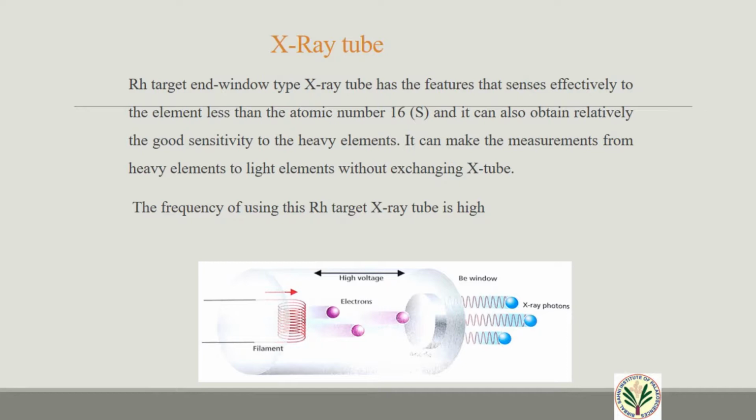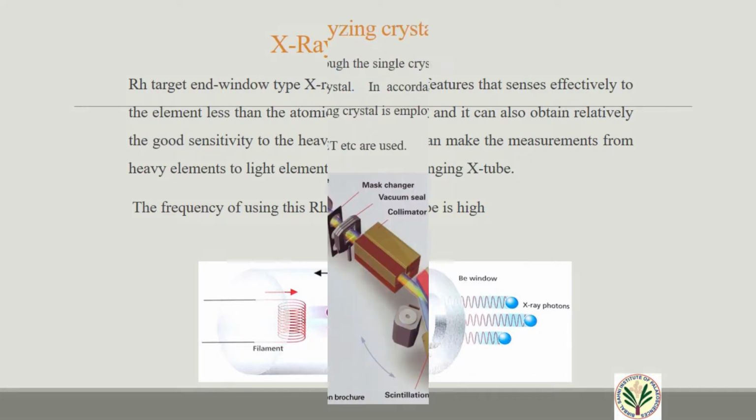Here the figure shows the element from where the electrons are emitted, and these electrons fall on the rhodium anode and photons are emitted in the form of X-rays, which are known as X-ray photons.